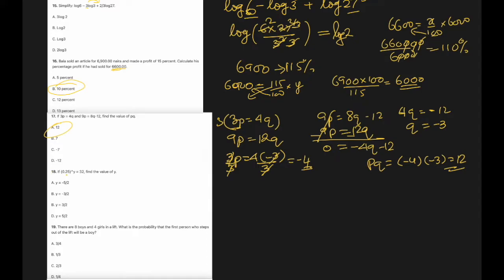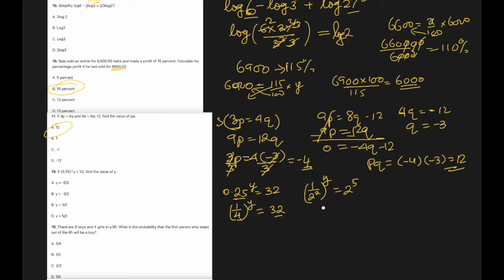Number 18, if 0.25 to the power y is equal to 32, find y. So 0.25 can be written as (1 over 4) to the power y equal to 32, right? Both 4 and 32 are exponents of 2. So we can write (1 over 2 squared) to the power y equal to 2 to the power 5.